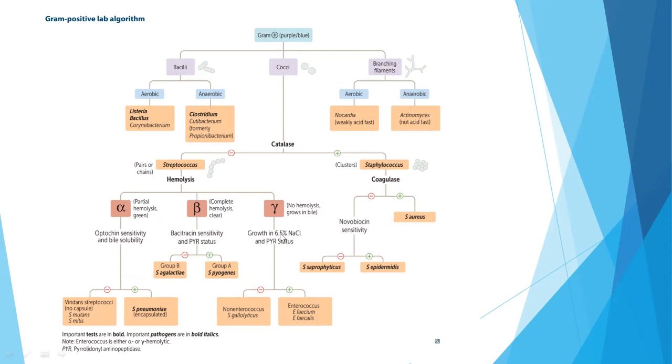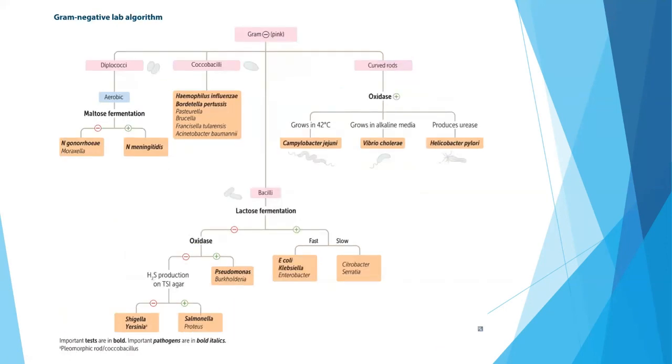If there is no hemolysis, then we check growth in 6.5% sodium chloride, and we check the pyrrolidonyl aminopeptidase, PYR status. If it is negative, it is Strep gallolyticus. If it is positive, it is Enterococcus. So this chart you have to go over from time to time. Remember this by heart, because this will help you answer many questions in the real examination.